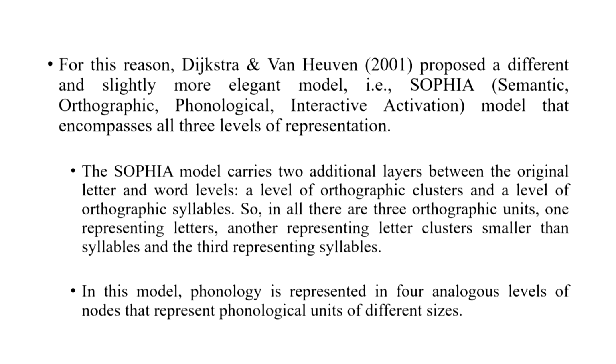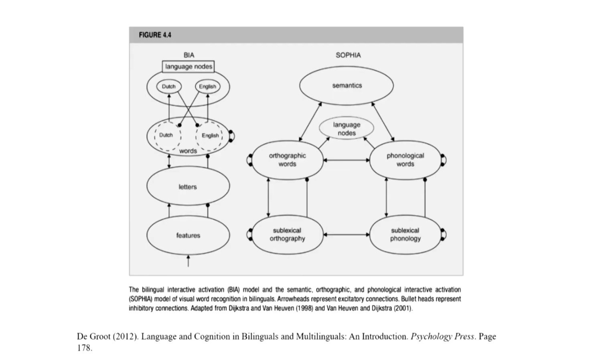In this model, phonology is also represented in four analogous levels of nodes that represent phonological units of different sizes. You can see here that you have sublexical orthography and sublexical phonology represented in this model, along with semantics and along with the information about language nodes, which is much more detailed and much more nuanced than how it was done in the BIA model.